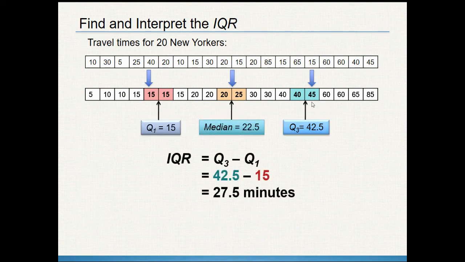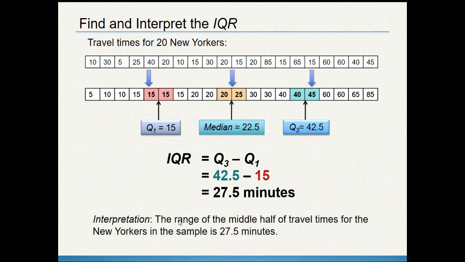There's the median. We do the same thing with the second half of the data, from 25 to 85. We go over 1, 2, 3, 4, 5. It's between the fifth and the sixth one in the second half, which is 42 and a half in this case. So Q1 is 15, Q3 is 42 and a half. For the IQR, we subtract those, and we get 27 and a half minutes.